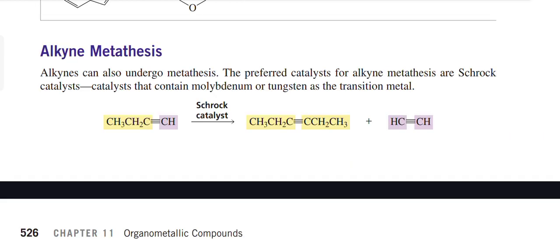Now I am going to read the last section of this chapter, that is alkyne metathesis. So it is very short. Alkynes can also undergo metathesis. The preferred catalysts for alkyne metathesis are Schrock catalysts that contain molybdenum or tungsten as the transition metal.